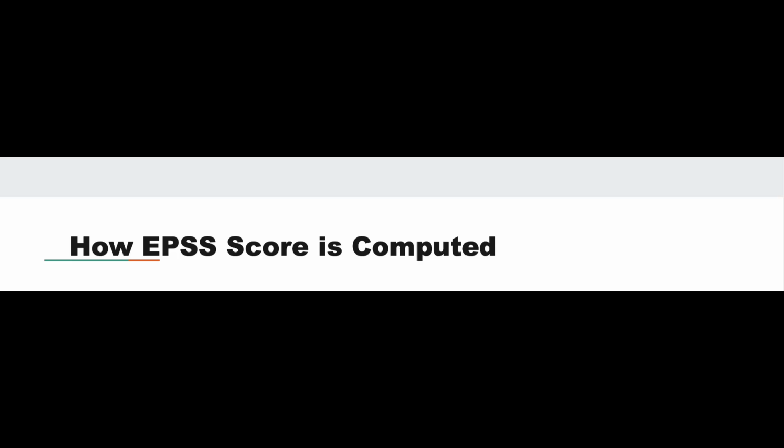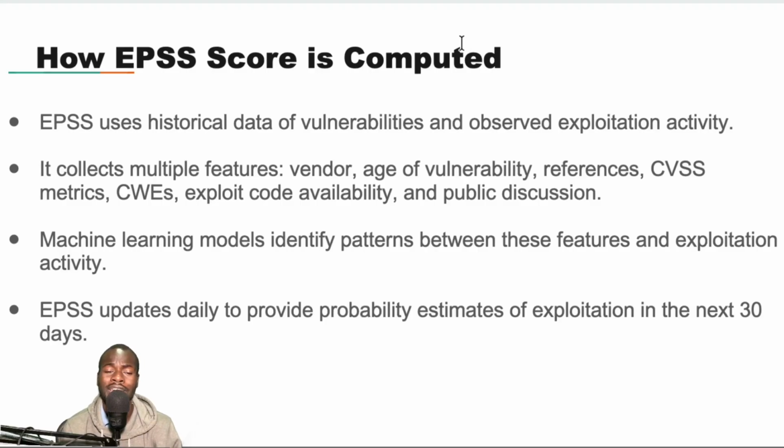How EPSS score is computed. EPSS computes a score by analyzing vulnerability information alongside evidence of past exploitation. It gathers data such as vendor, age type, severity metrics, and public exploit availability. Then using machine learning, it models the relationship between the features and exploit events. Daily updates refresh the data and calculate the probability that each vulnerability will be exploited within the next 30 days. This provides organizations with a proper data-driven view of risk.